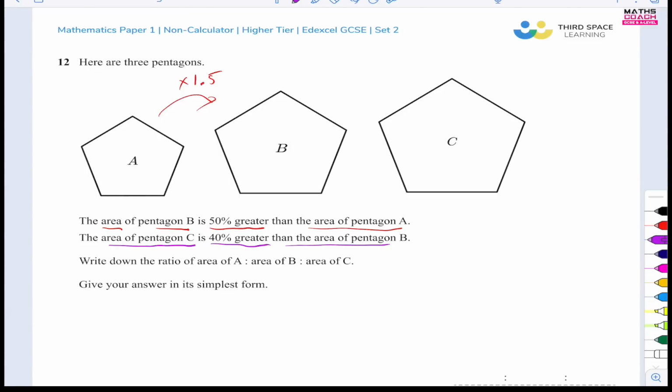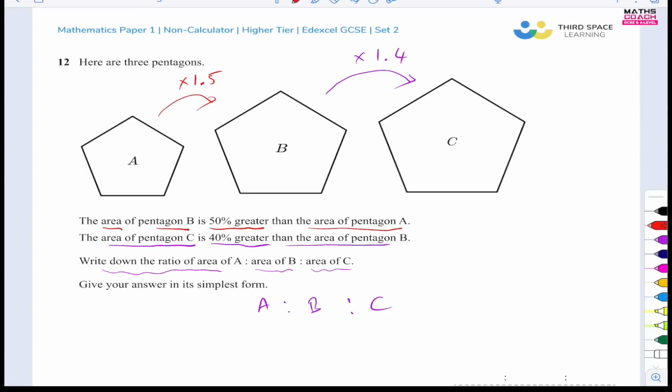Then it says the area of pentagon C is 40% greater than the area of pentagon B. That means to go from pentagon B to C is 40% greater. So that would be a multiplier of, remember, 40% increase. So it's going to be times by 1.4. All right, that's what we have. So let's go back to the question. It says write down the ratio of area A to area B to area C. So in other words, A, B, C, we need to find that ratio.